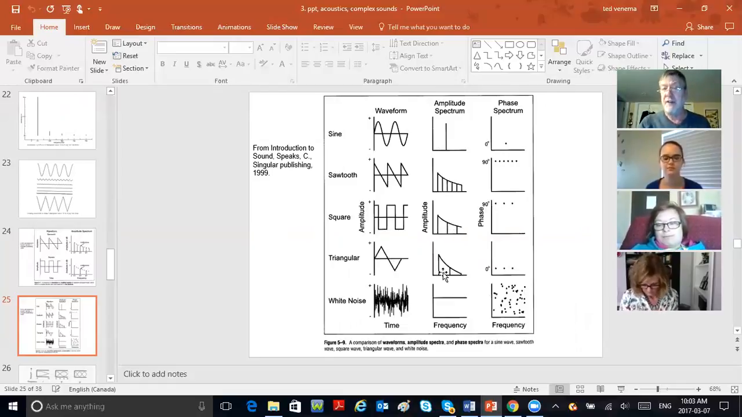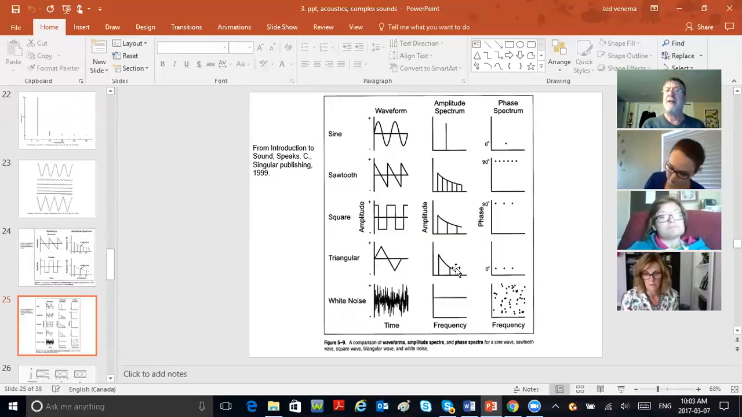Triangular wave, the way they drop it. Look at this: 6 dB per octave for sawtooth, 6 dB per octave for square, 12 dB per octave for triangular. White noise, flat. No matter, we're all good.